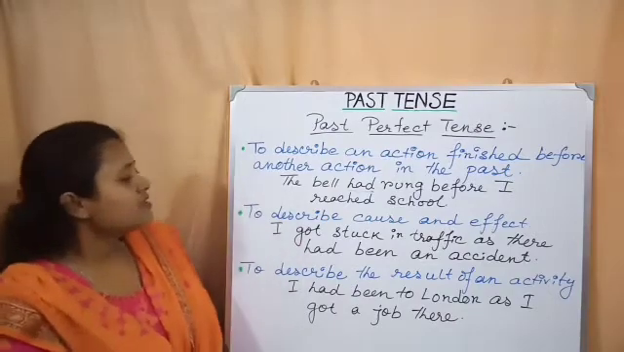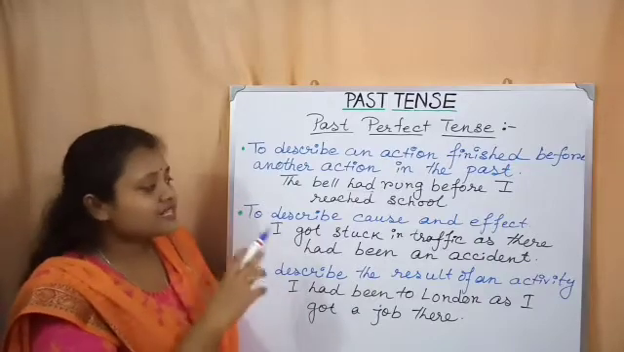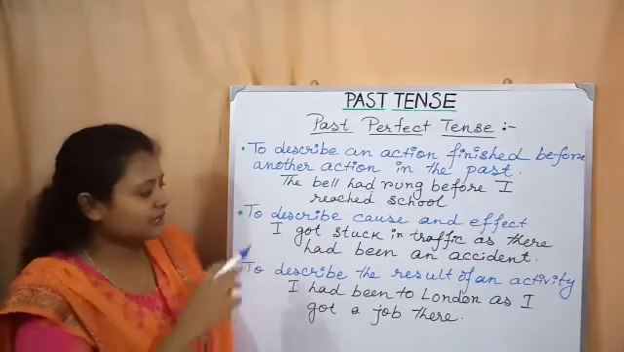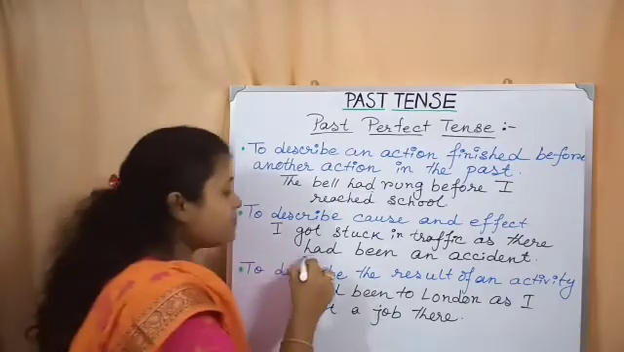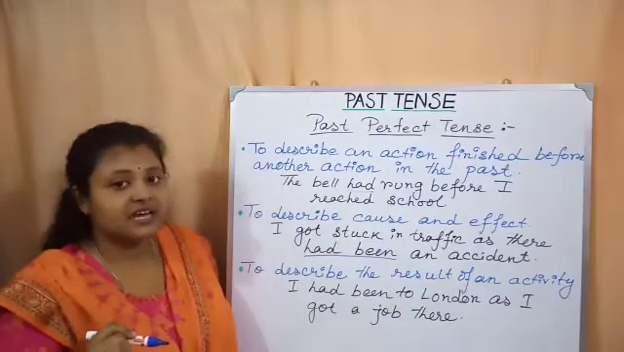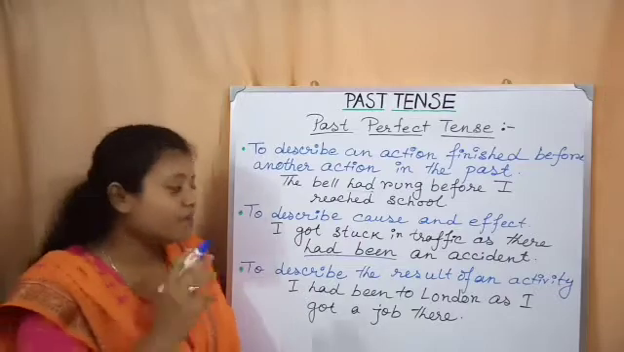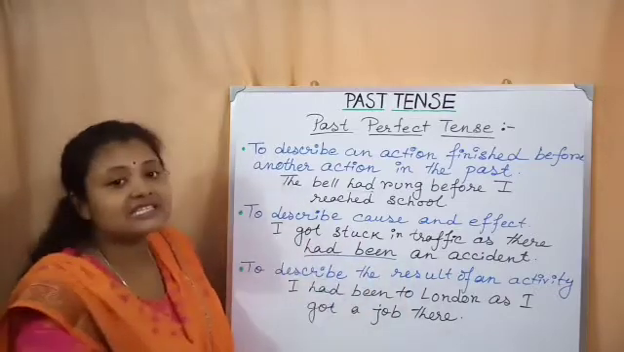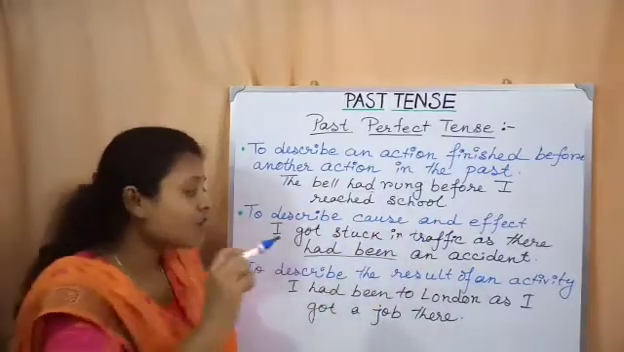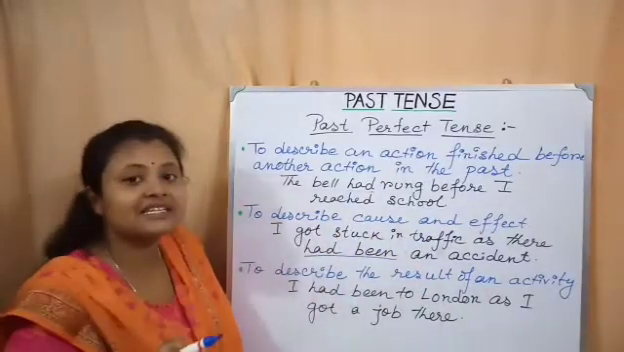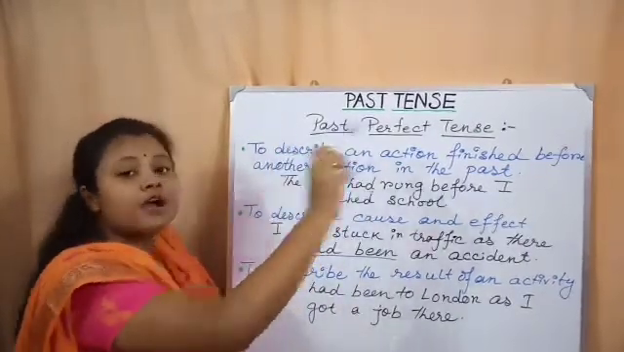Sorry. Now come to the second usage of the past perfect tense: to describe cause and effect. Example, I got stuck in traffic as there had been an incident. I got stuck in the traffic. Why did I get stuck in the traffic? Because there had been an incident. So the cause and the effect. Effect is I got stuck. And what is the cause? There had been an accident. That is the cause. So that is why we have used past perfect tense here.